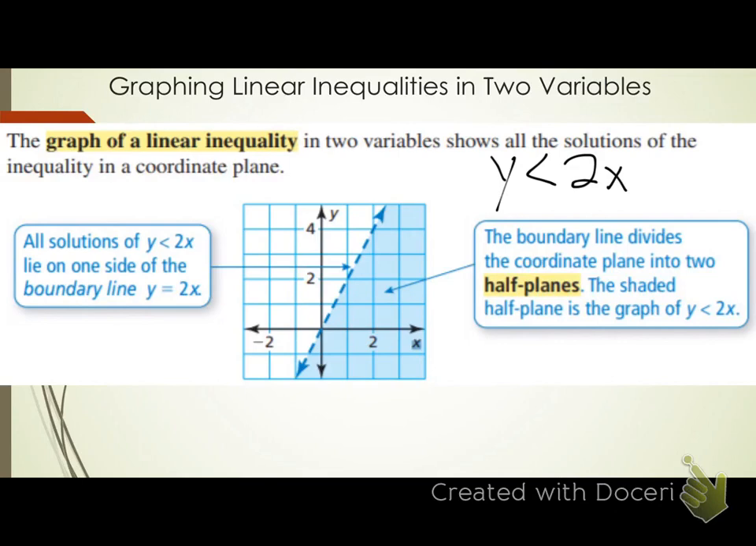Does everyone see how we got this boundary line? The boundary line divides the coordinate plane into what we call two half planes. The shaded half plane is the graph of y is less than 2x. The shaded region represents all of the solutions of that inequality. So if an ordered pair falls in that shaded region, it's a solution of this inequality. Everyone okay with that?